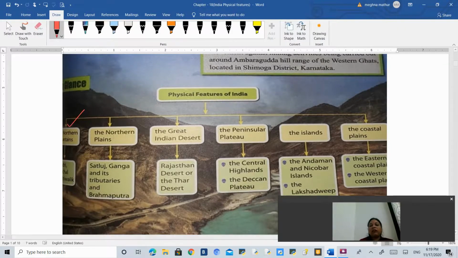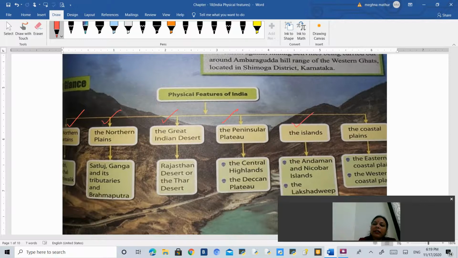You know that we have a huge range of Himalayan mountains that covers the northern part of India. Then we have the northern plains, the rivers like Ganga, Brahmaputra, and Indus River. They make a plain area which helps in farming. So that comprises the northern plain area. Then we have the Great Indian Desert in Rajasthan. We have the Peninsular Plateau, meaning the south part of India is called a plateau because it is covered with the water from the three sides.